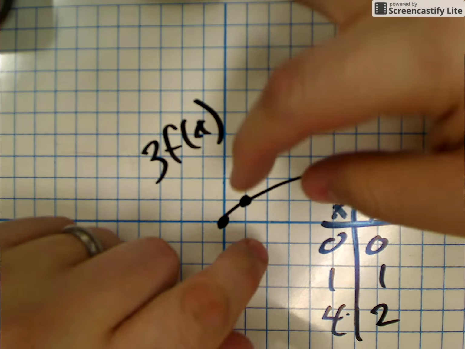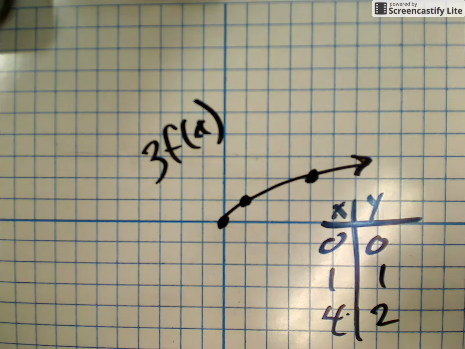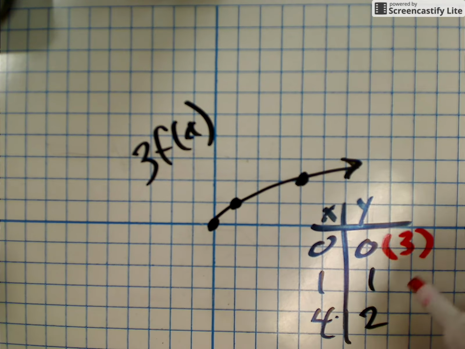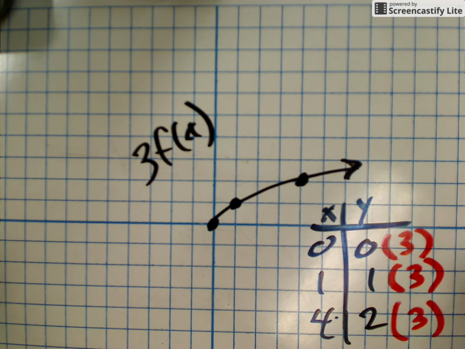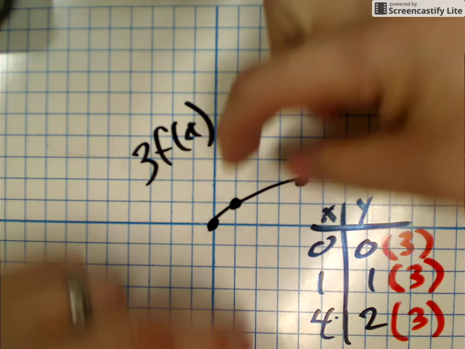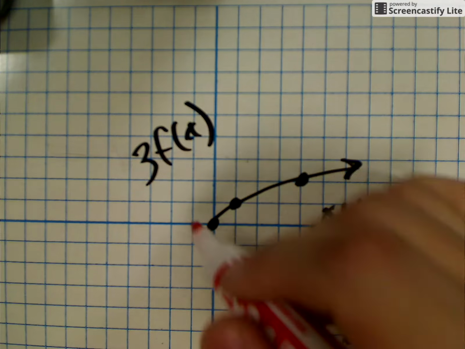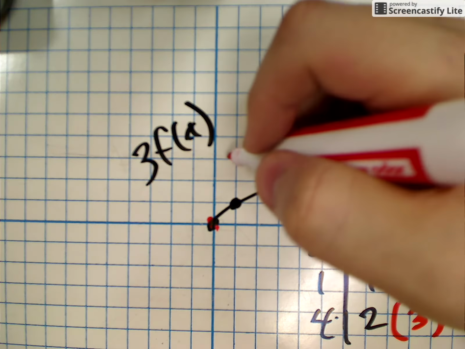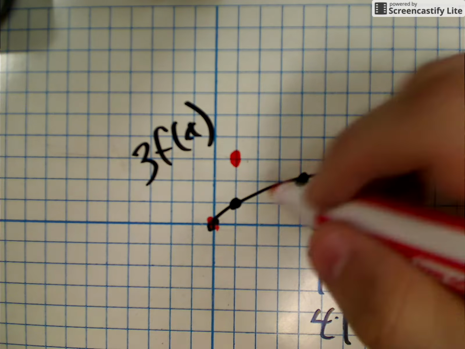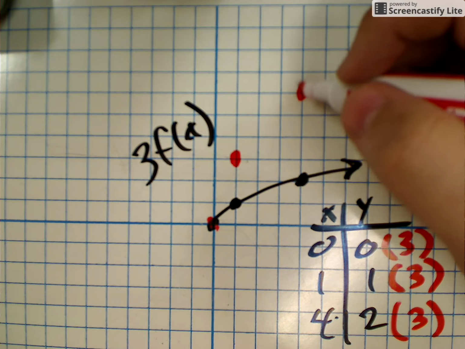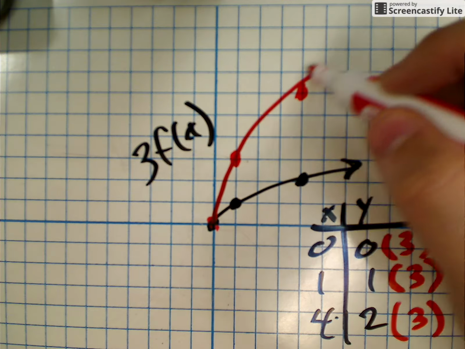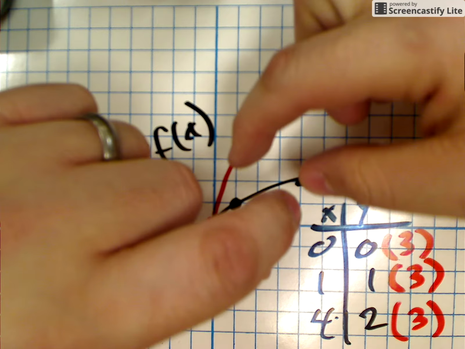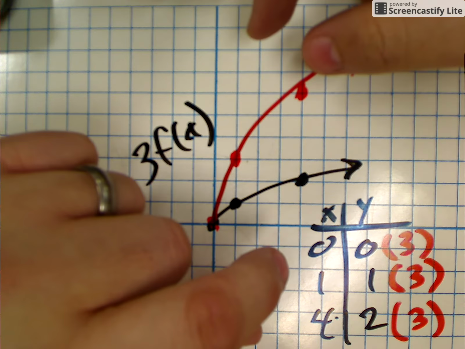Since I'm vertically stretching on the y this way, what I'm actually doing is taking my y values and multiplying them by 3, so that I can stretch it vertically this direction. When I do that, obviously 0, 0 doesn't move, but my new coordinate here becomes 1, 3, and this becomes 4, 6. So that's what a vertical stretch would look like. You're pulling your y values this direction.